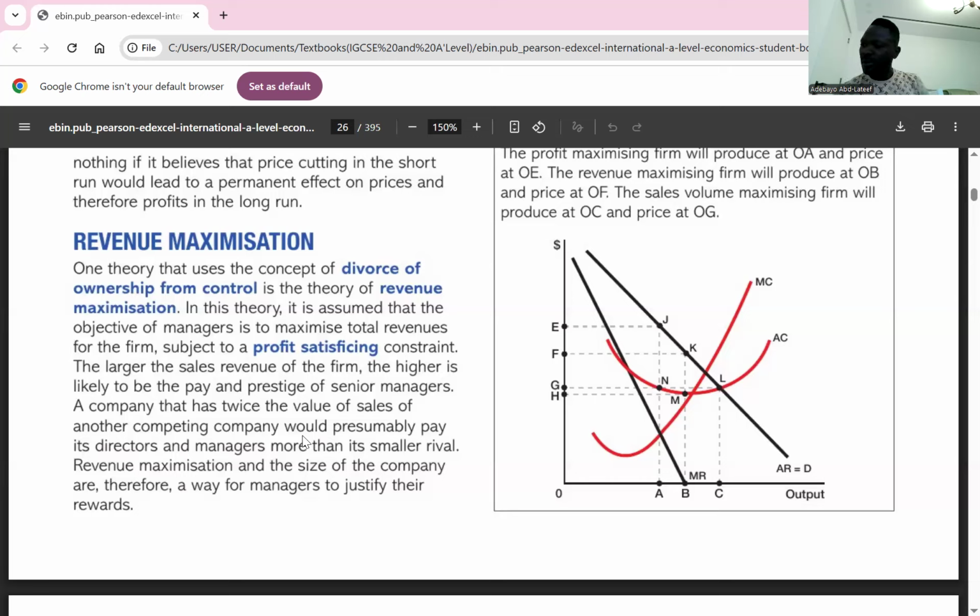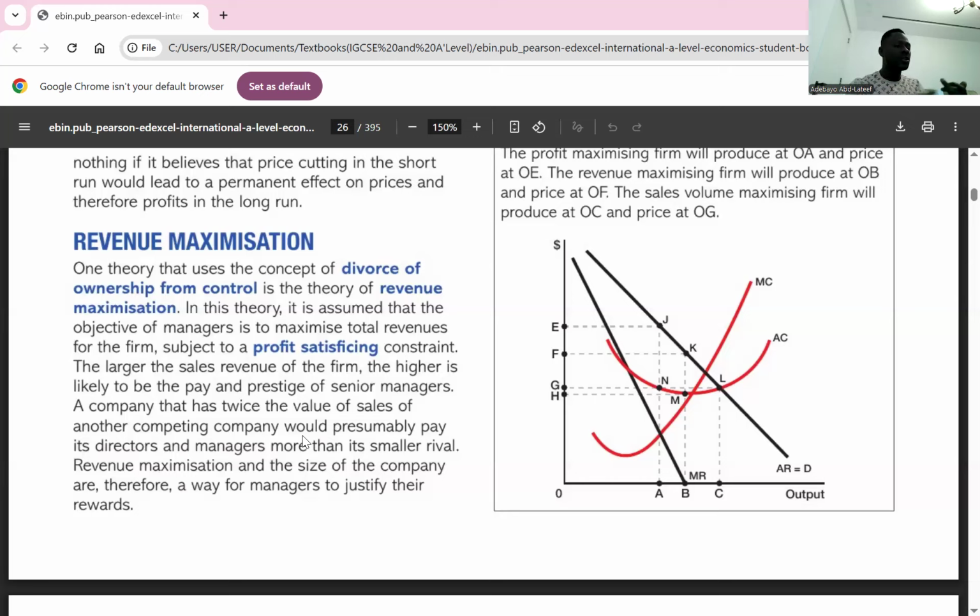So here I wrote, profit satisfying constraint occurs when the firm focuses on achieving a minimum acceptable level of profit rather than maximizing it to the fullest. You're not thinking about profit maximization. Profit maximization occurs when your MR equals your MC, but here your MR must be equal to zero. So you just want to make profit that is enough for shareholders to agree that you have done well for that year. So this allows senior managers to get higher pay and increases their prestige in the market. I said that already. So that's about revenue maximization.